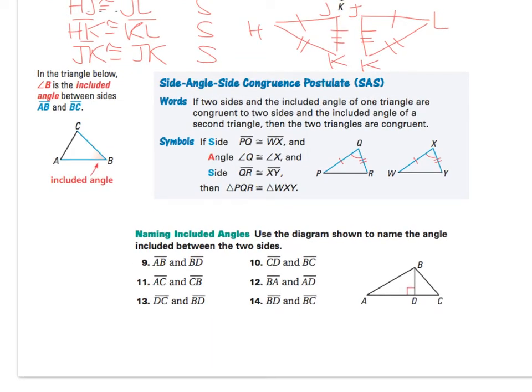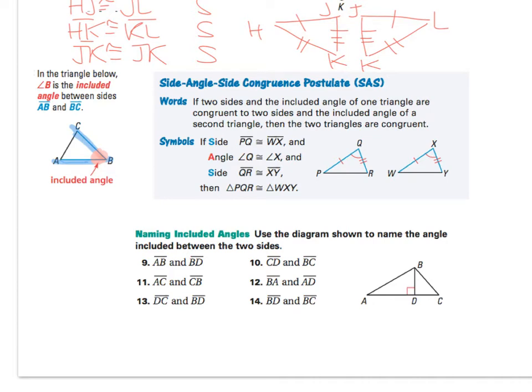Now we go into side, angle, side, and we have this thing called an included angle. An included angle is the angle created by 2 sides. So looking at this diagram up here, AB is one side, BC is the other, and the included angle then is angle B or angle CBA, however you want to identify it. It's that angle created from the 2 sides. So when we talk about side, angle, side, it's 2 sides and the included angle, the angle that's in between or created by those 2 sides.